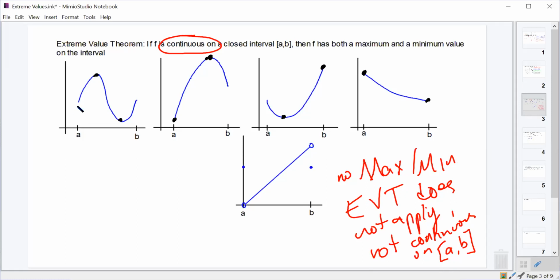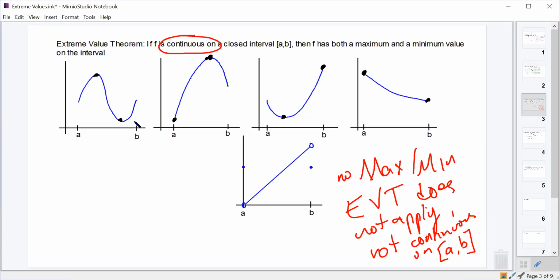Whereas these ones were all continuous on a closed interval from A to B, right? There were no open circles on this. They were all continuous from A to B. So the extreme value theorem applied to all 4 of those. They both had to have an absolute max and an absolute min. Everybody good there or no?